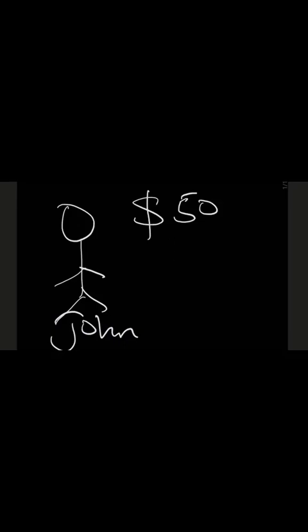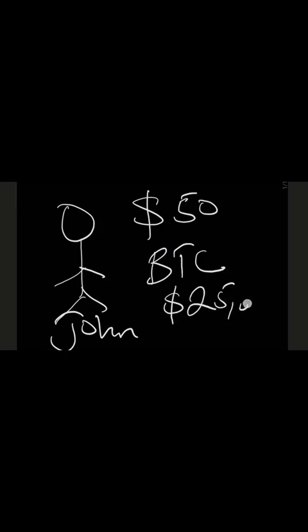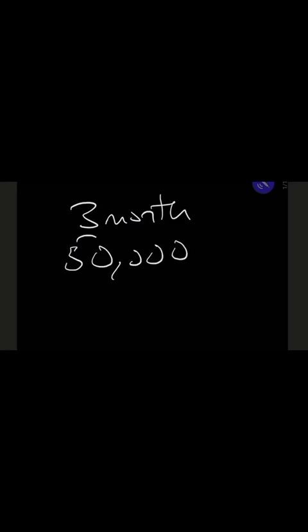Now you can go ahead and look out for coins like, let's say, Bitcoin, which is called BTC, and let's say BTC is currently at $25,000. So you're going to use this $50 to buy Bitcoin at the price of $25,000. So let's say after 3 months, Bitcoin went to $50,000.